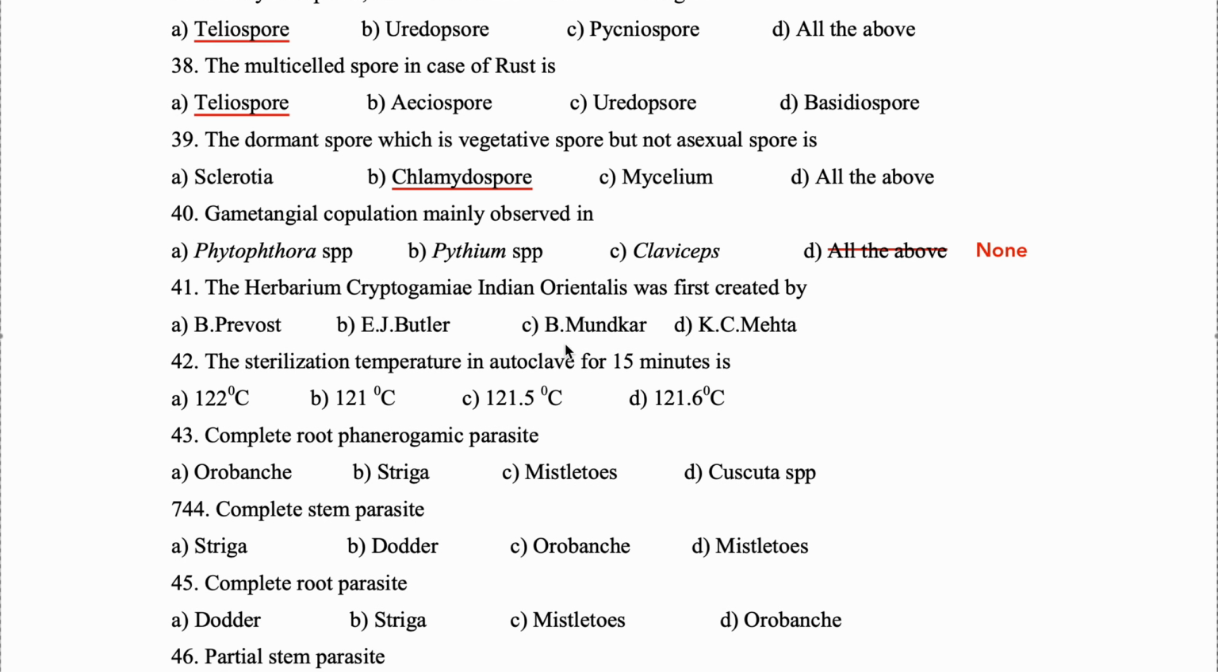Okay, question 41. The herbarium Cryptogamae Indiae Orientalis was first created by E.J. Butler, and do you know where it is present right now? It is in New Delhi. Question 42. The sterilization temperature in autoclave, 15 psi for 15 to 20 minutes, that's what we study.